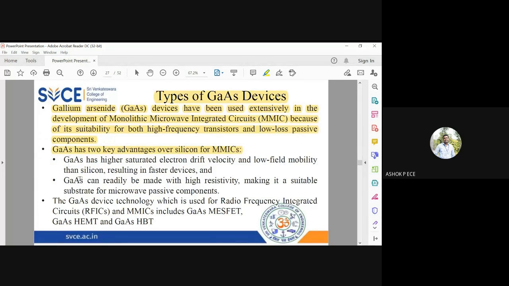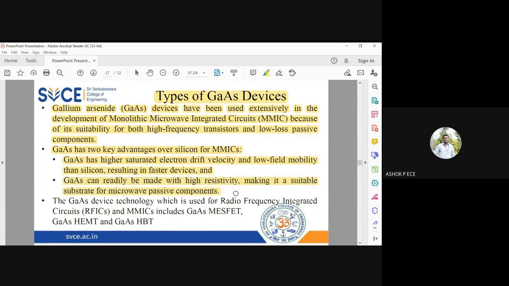The reason is, one, the saturation drift velocity. Silicon is going to have a low mobility, and the velocity is also less in silicon, but that is very much high in gallium arsenide. That is one reason. Second reason, gallium arsenide can be made with a high resistivity.